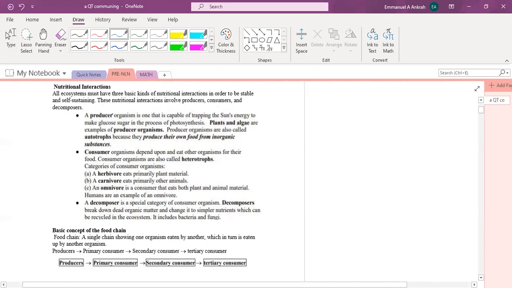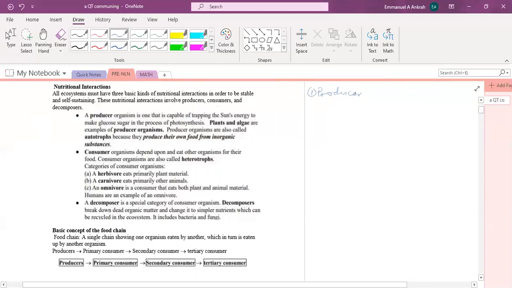So what is a producer? A producer is the organism that is capable of trapping the sun's energy to make glucose sugar in the process of photosynthesis. So first you have to know the producers. In other words, the producers produce their own food, using sunlight.